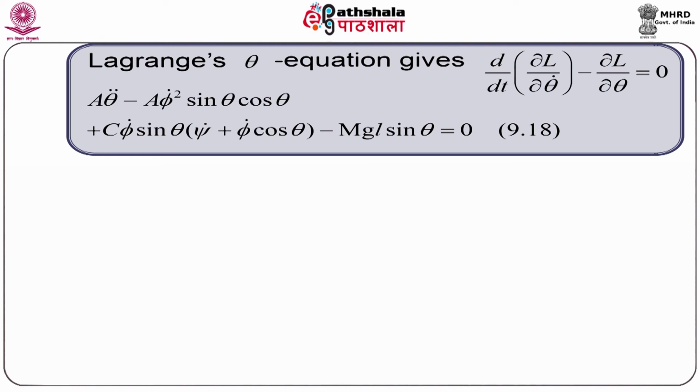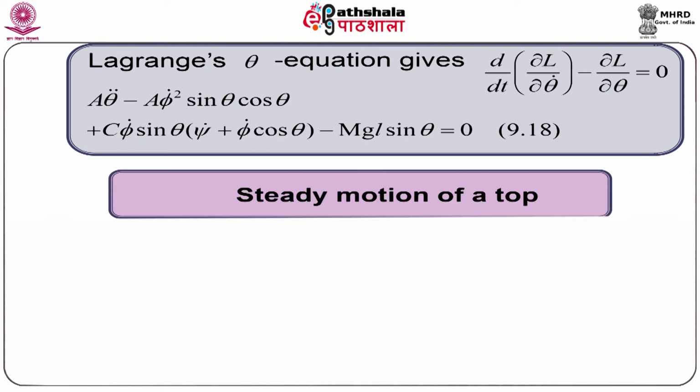equal to 0. Here, del L by del theta is the partial derivative of Lagrangian L with respect to theta. d/dt stands for ordinary derivative with respect to time. After calculating the partial derivative and then again differentiating that with respect to time t, we get this term. Calculating this one and substituting here, we finally get equation 9.18.